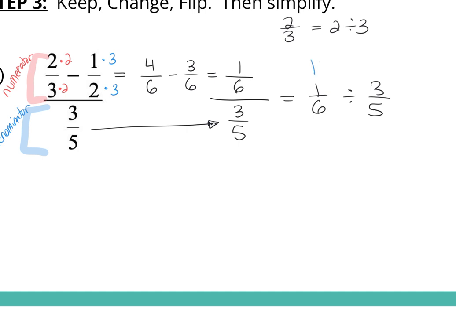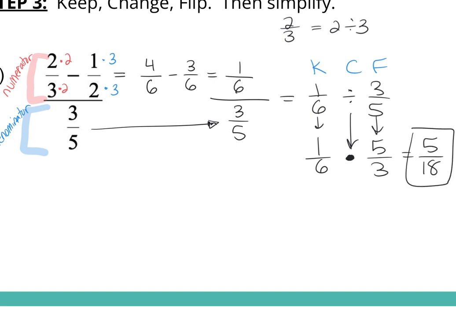Once we have that, we keep, change, and flip. So keep the first guy, 1/6. Change to multiplication, and flip the last guy. Once we have it as a multiplication, we can just multiply the tops, multiply the bottoms. So we have 5/18. That guy cannot simplify any further, so he's 5/18.